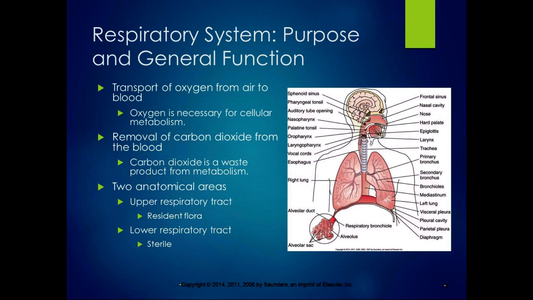Of course you do. So there are really two anatomical areas of the respiratory system. The upper respiratory tract, which includes all of our resident normal flora that we talk about, and the lower respiratory tract, which is sterile, meaning it doesn't have any of those bacteria or other flora in there. And when they do get in there, that's a problem. We end up with pneumonia. So we'll talk a lot about that.